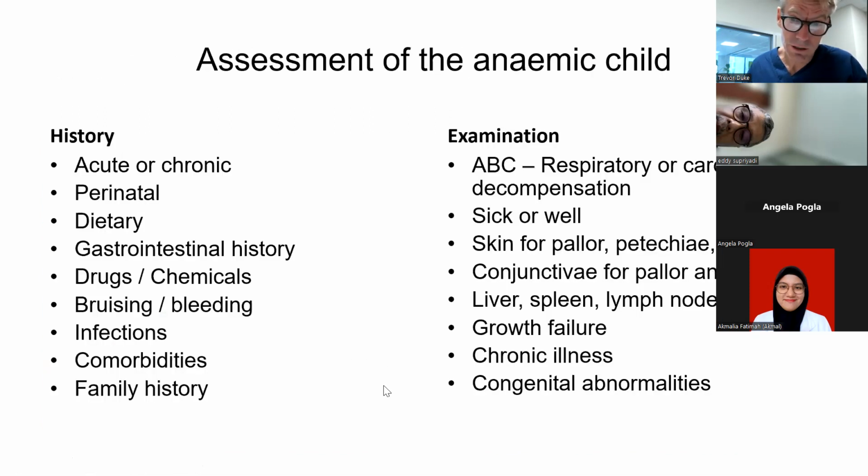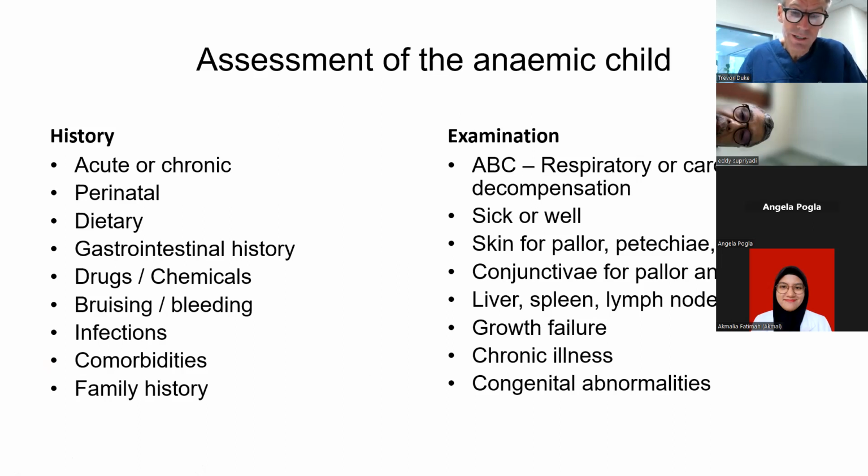So when you're taking a history from a child with anemia, there's a number of things you need to cover. One, you need to try to understand whether the anemia is acute, like it's just happened quite recently, or whether it's chronic. And you can try to understand that by the questions you ask about the duration of the child's symptoms, whether it's lethargy or the parents have noticed pallor, etc.